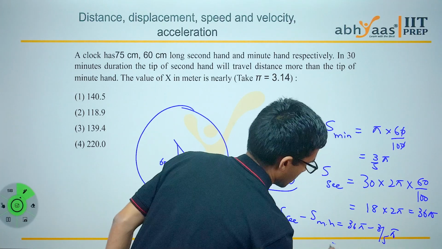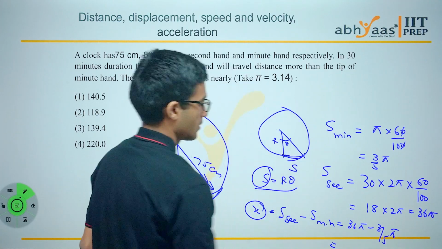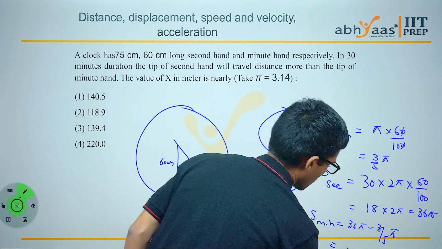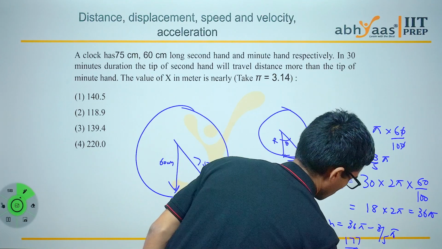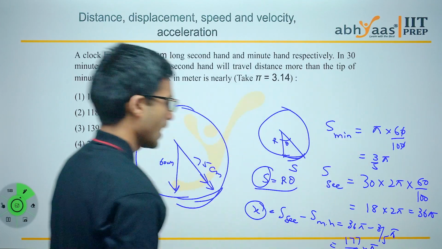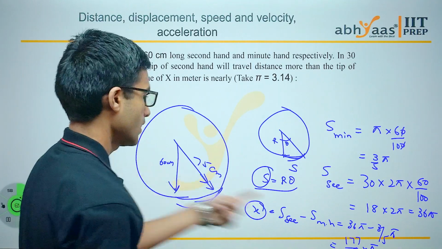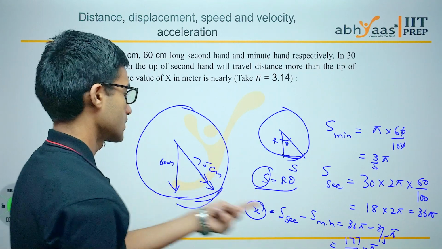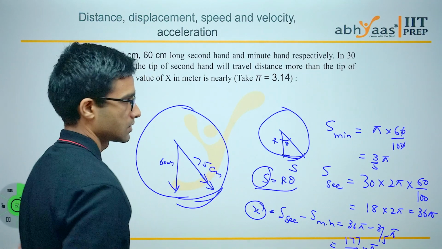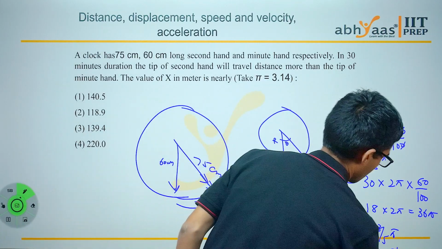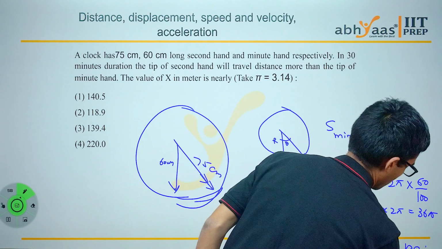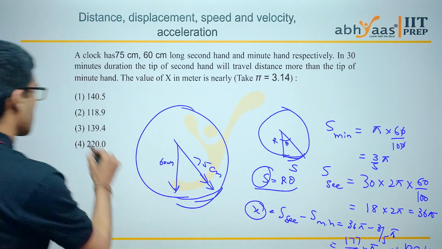So you calculate it. 36 into 5 gives 180, 180 minus 3 is 177, by 5, into pi. Calculating, it will be around 139.4. This is the answer.